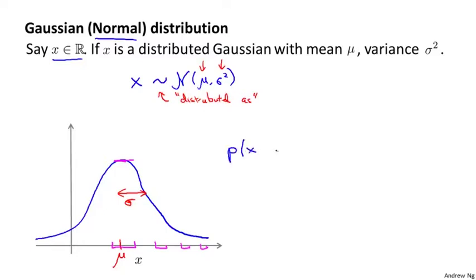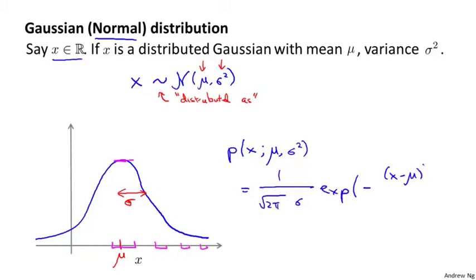So the probability of x, and I'll sometimes write this instead of p of x, I'm going to write this as p of x semicolon mu comma sigma squared. And so this denotes that the probability of x is parameterized by the two parameters mu and sigma squared. And the formula for the Gaussian density is 1 over root 2 pi sigma, e to the negative (x minus mu) squared over 2 sigma squared.